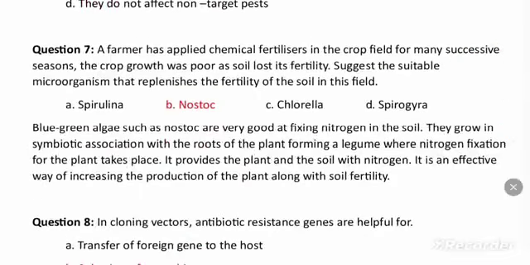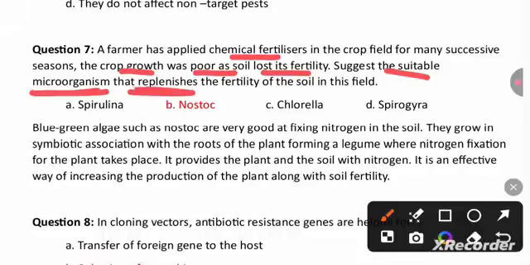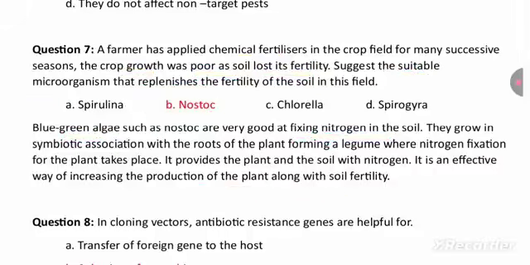A farmer has applied chemical fertilizer in the crop for many successive seasons. The crop growth was poor as the soil lost its fertility. Suggest the suitable microorganism that replenishes the fertility of the soil in this field. The microorganism that can be grown in that soil to increase its fertility is Nostoc, because Nostoc is a blue-green algae. It helps to enhance the nitrogen fixing capacity of the soil, thereby increasing the soil fertility. So Nostoc is the right answer.